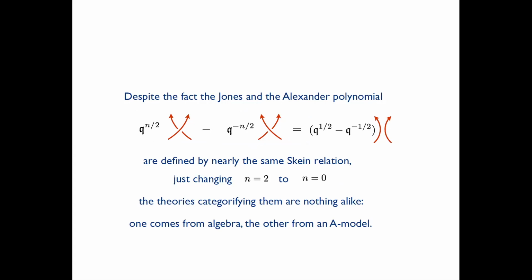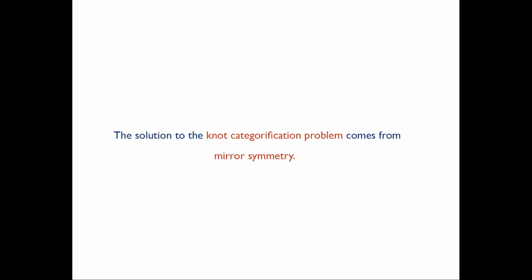So despite the fact that the Jones and the Alexander polynomials are defined by nearly the same skein relation, which differ only in the value of the integer, the theories that categorify them are nothing alike. The categorification of the Jones polynomial comes from algebra, while that of the Alexander polynomial comes from geometry. So the solution to the knot categorification problem turns out to come from mirror symmetry.